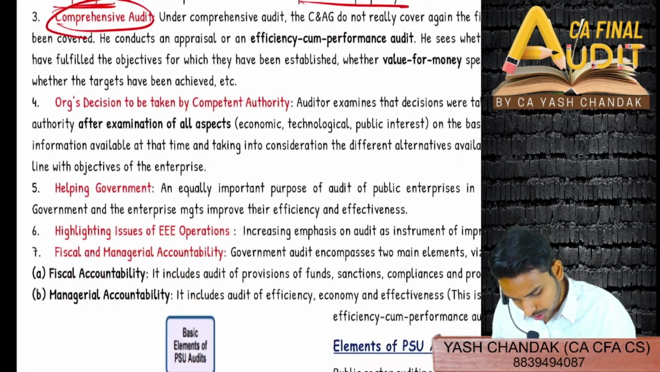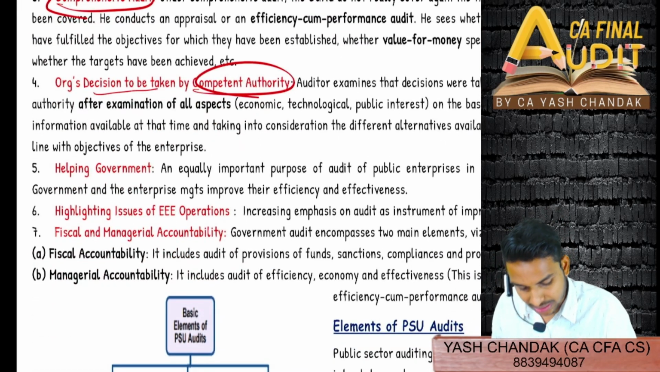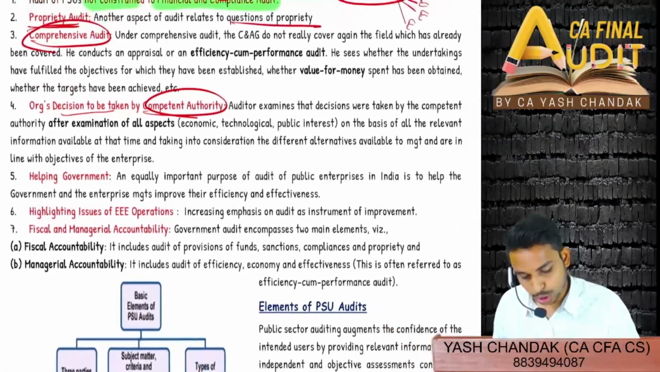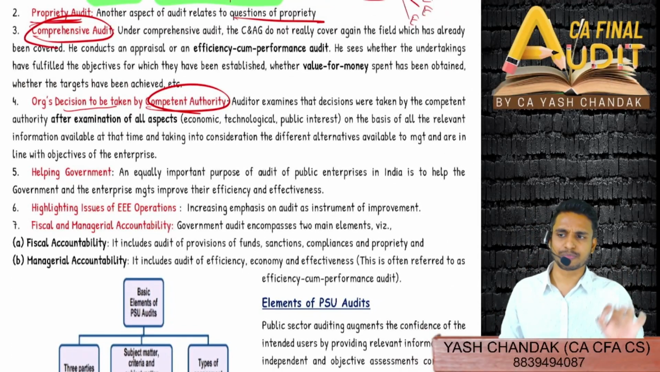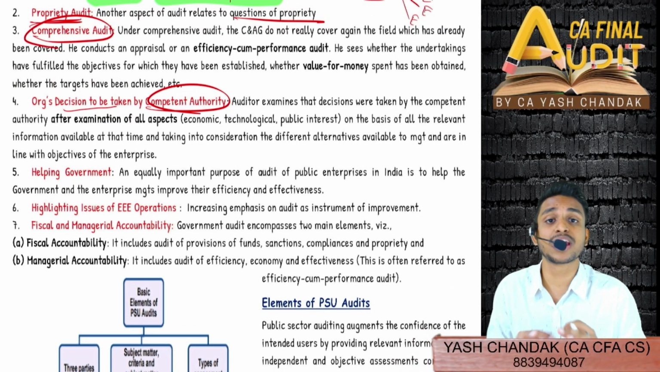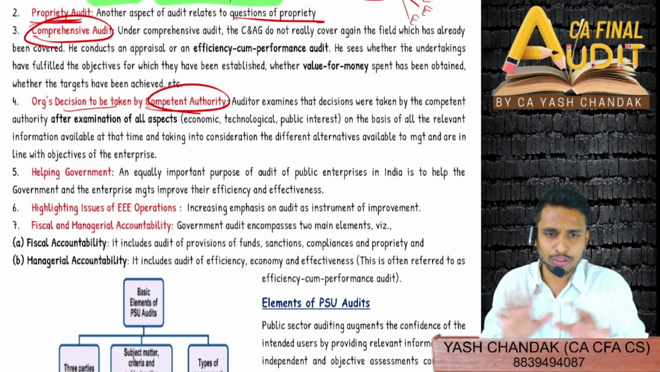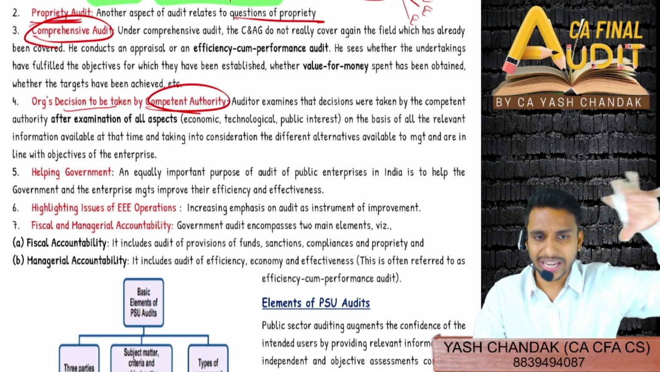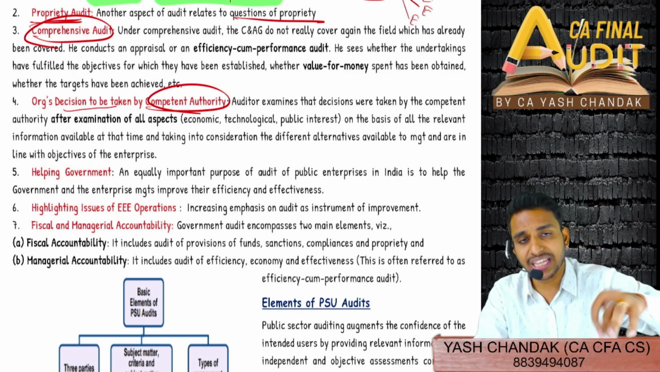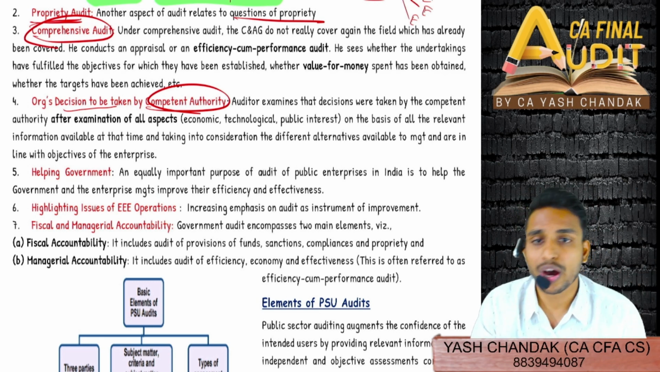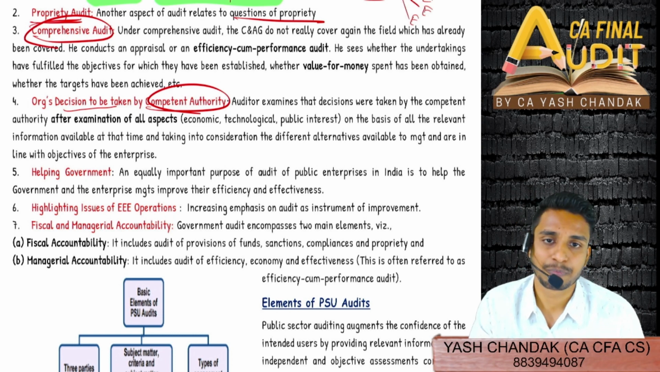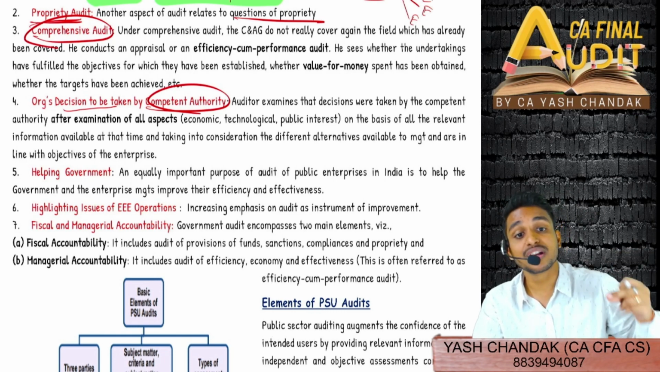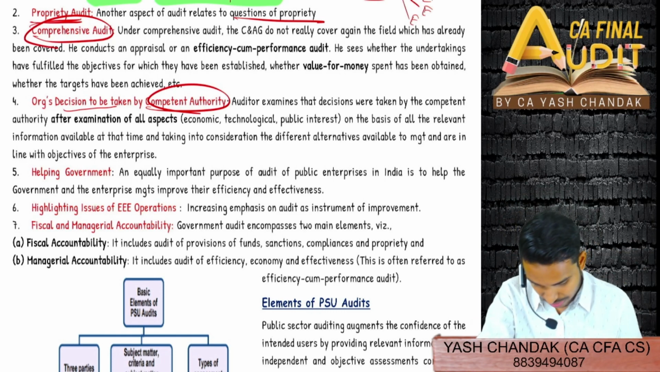Comprehensive audit will also talk about organization decisions to be taken by the competent authority. That is, the decision should not be taken by just anyone. It should be properly authorized. I told you, every expenditure, every decision should be properly authorized. It should be taken by a competent authority only. Either general or specific authorization doesn't matter, but it should be done by a competent authority, either the board of directors or any other committee which has been set up by the enterprise or by the central government. But it should be a proper competent authority, because the funds are of the public, and funds are for the public, right? So it has to be like that.